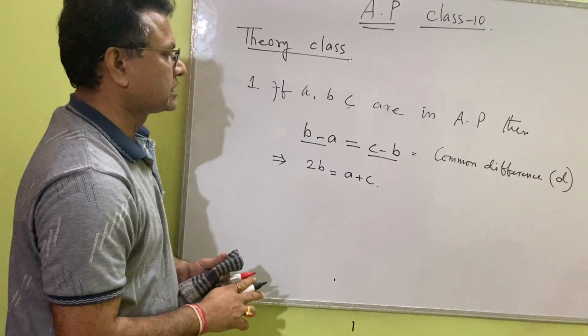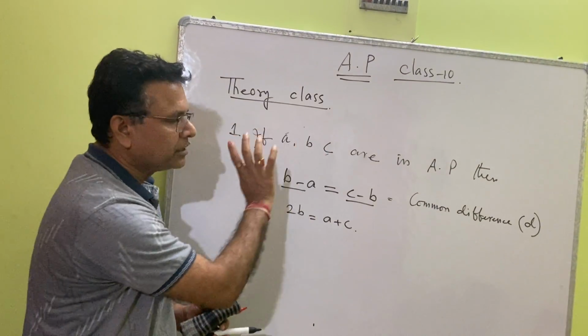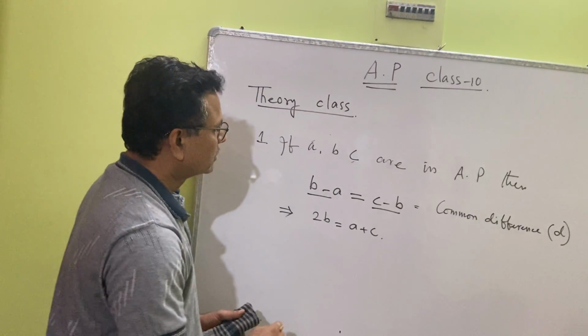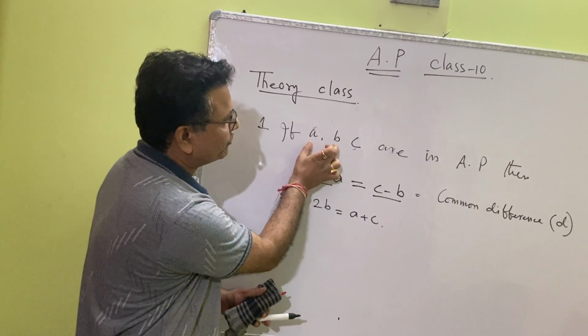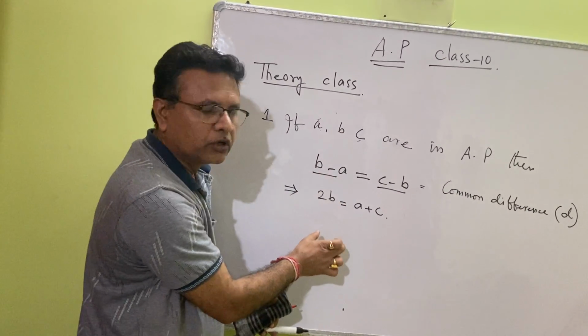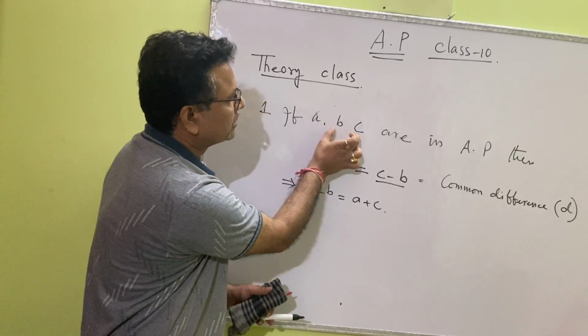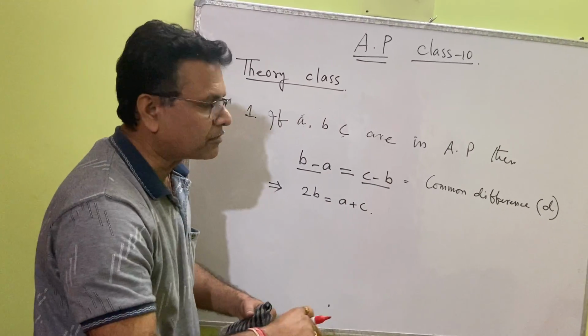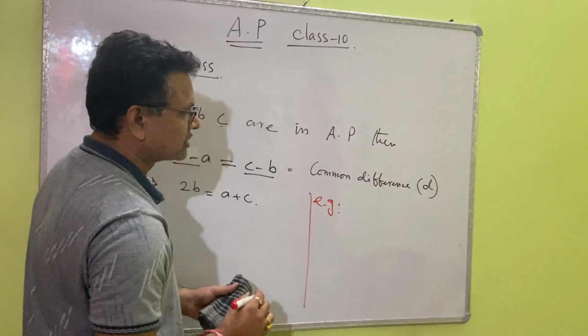So that means I can say two ways. First, A, B, C will be in AP if the difference of second and first is equal to the difference of third and second. That means everywhere the difference is the same. Let us understand by example, otherwise you might get confused. So the example is like this.